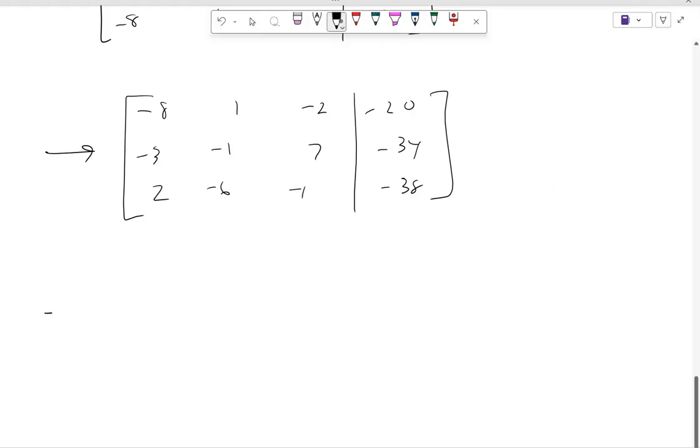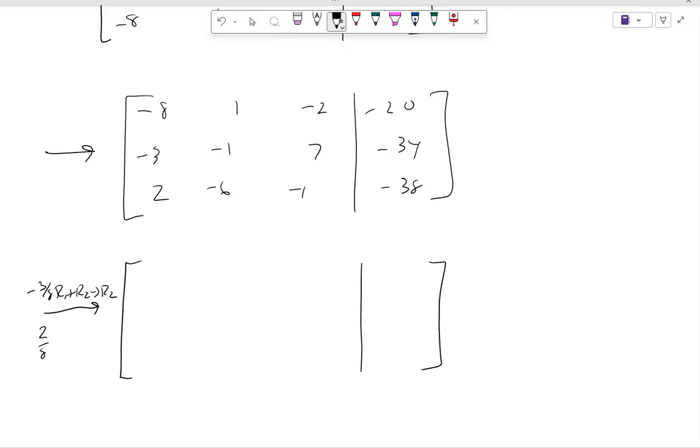All right. So the next step would be to get zeros everywhere else in that column, right? What would be your multiplier to get rid of the negative 3? It'd be negative 3 over 8. And for the other one, it would be 2 over negative 8. Good. Or 2/8, I should say.